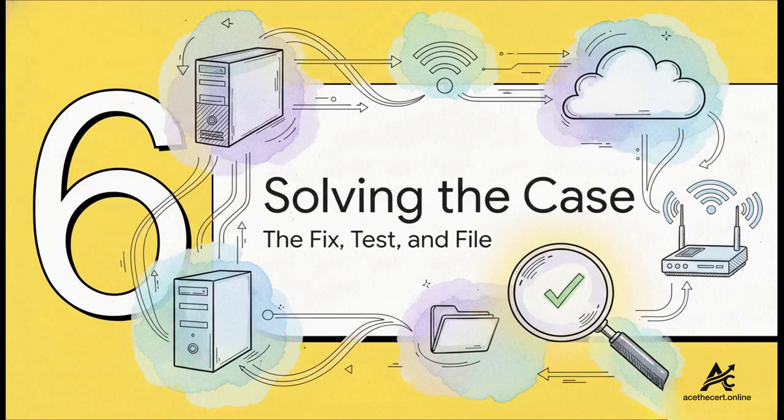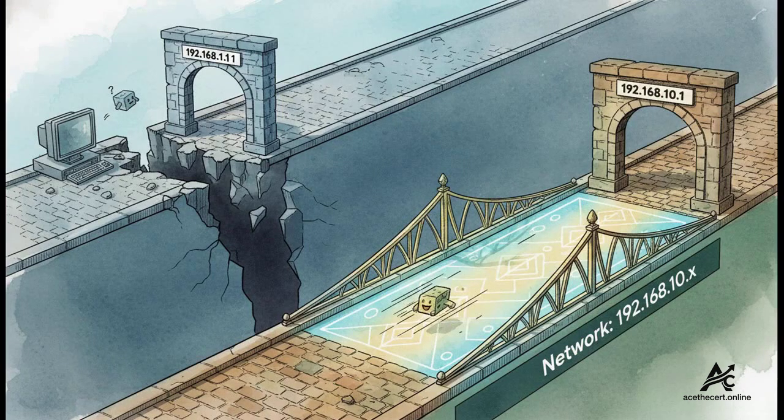All right, we've examined the clues on the PC, we've cleared the wireless air, and we've even located our destination in the cloud. We've gathered all the evidence. Now it's time to solve the case. Let's go back to our original problem and put all these pieces together. And the culprit, just as we suspected from the very beginning, was that misconfigured default gateway.